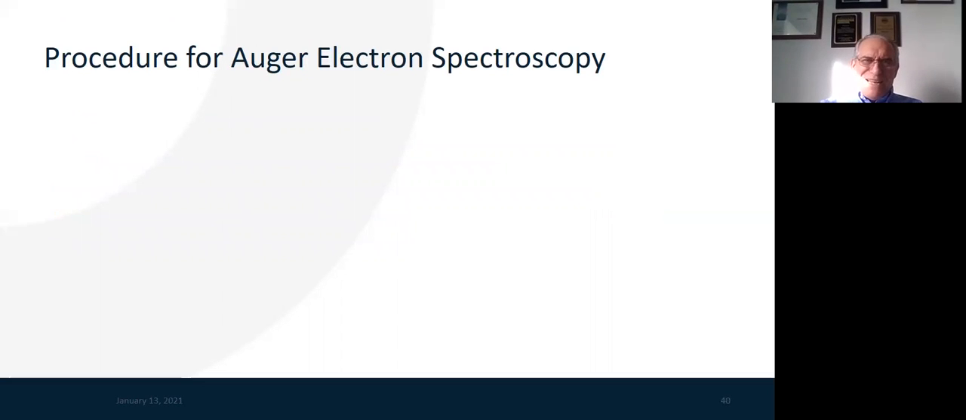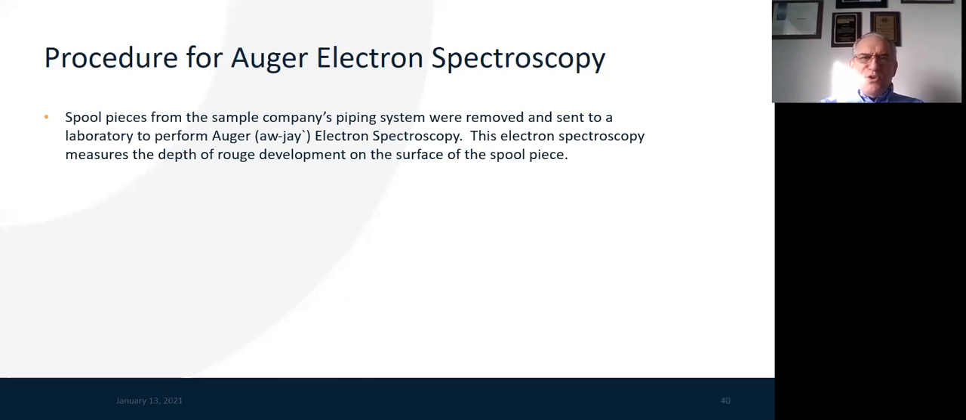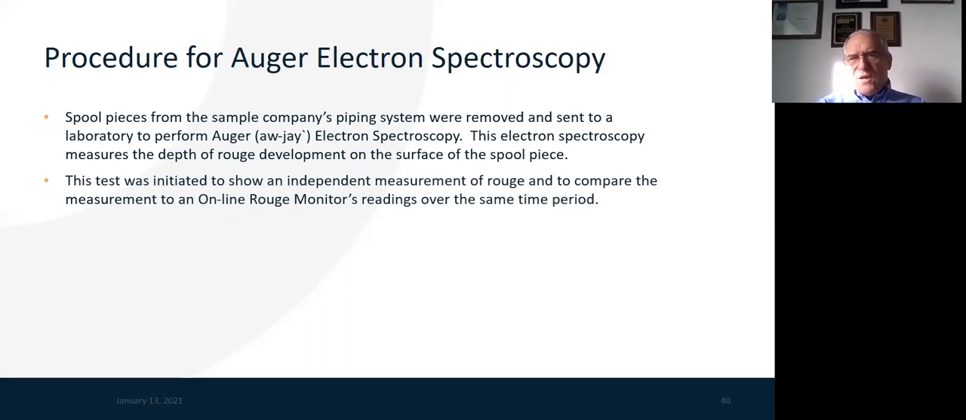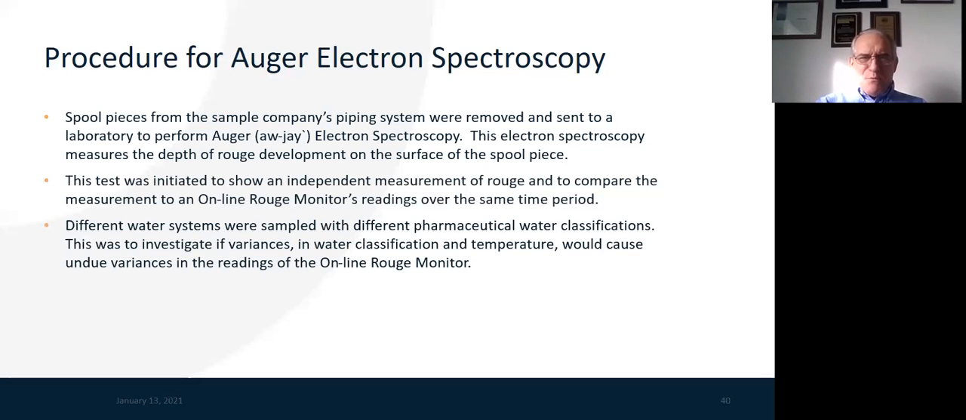We'll actually be able to look at the data in order to determine what those rates of development should be. So you can use Auger electron spectroscopy, which is a destructive way in order to look at derouging deposition development over time. And you can take a piece out of a spool piece, send it off to your laboratory, have the laboratory do x-rays, and they can tell you what the depth of the Rouge is. What we did is we actually took Auger electron spectroscopy and compared it against an online Rouge monitor for the same system over a period of time. And that would show that the values are on the next slide.